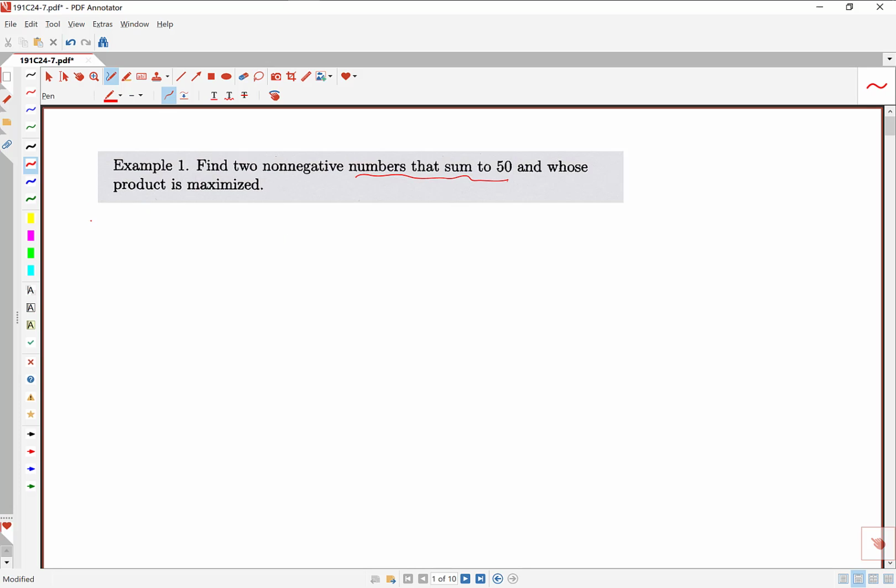So first thing that we'll do is we'll just introduce some variables. What we're trying to find in this problem here is 2 non-negative numbers. So let's say something like let x be the first number and let y be the second number. And that way we have names for our 2 numbers and we can start to do some algebra and write down some equations. So I would say that's basically step 0 of the problem.